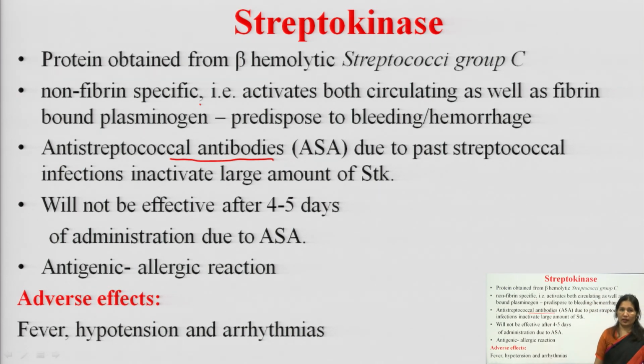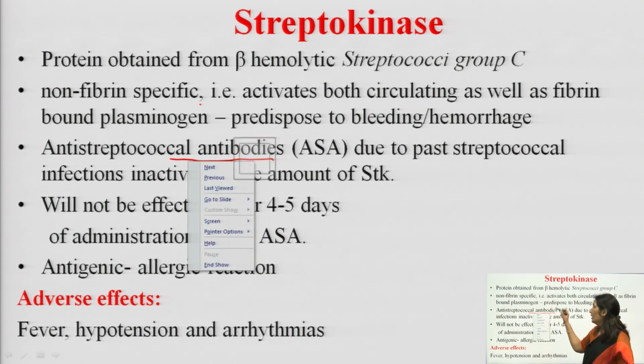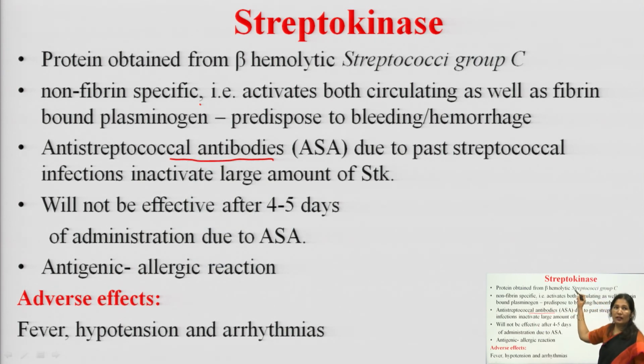Anti-streptococcal antibodies. If the patient has a history of streptococcal infection, then he must be having anti-streptococcal antibodies in his blood. So, due to presence of these anti-streptococcal antibodies, if we give the streptokinase, then these antibodies will inactivate a large amount of streptokinase. So, anti-streptococcal antibodies due to past streptococcal infection will inactivate a large amount of streptokinase.